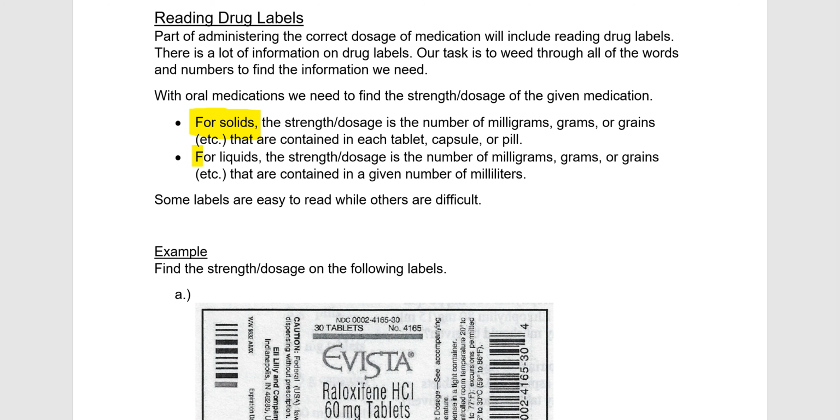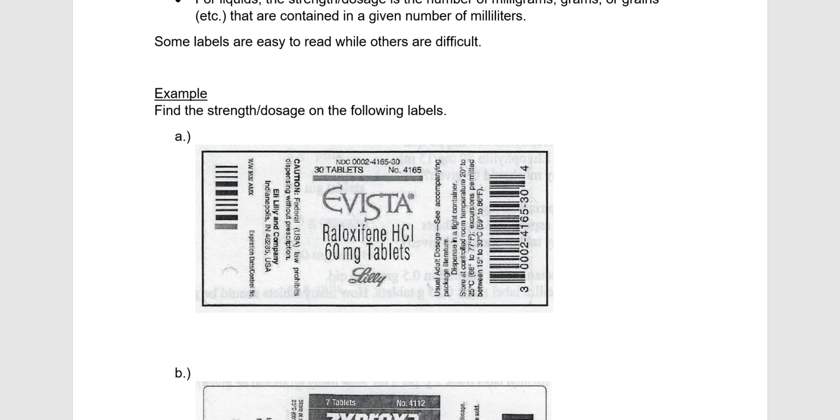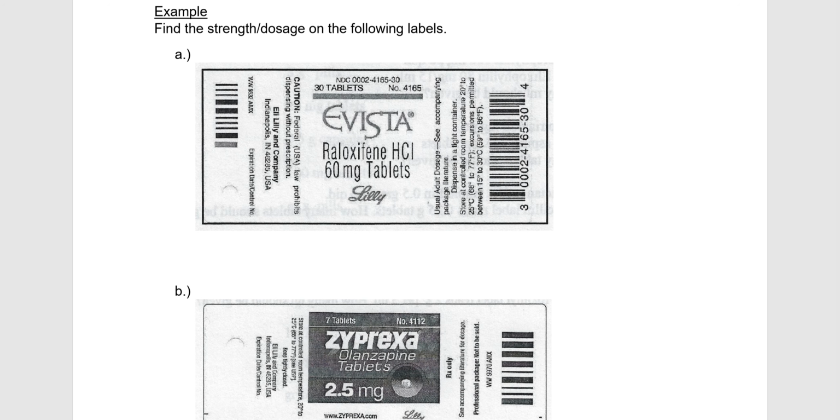And then for liquids, the strength per dosage is going to be the number of milligrams, grams, or grains, etc., once again, that are contained in a given number of milliliters. So for solids, it's going to be a tablet, capsule, or pill. For liquids, it's going to be a given number of milliliters. And we'll see that some are going to be pretty easy to read, while others are going to be a little bit more difficult. So let's just do several examples here.